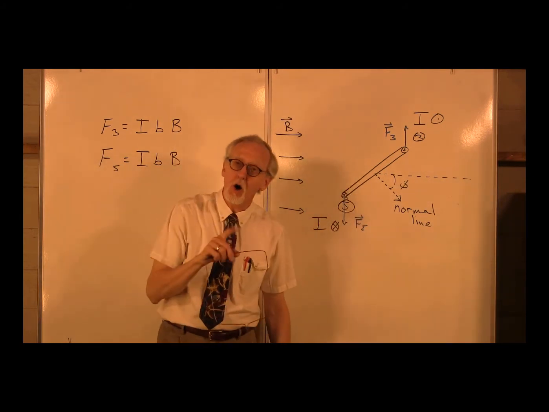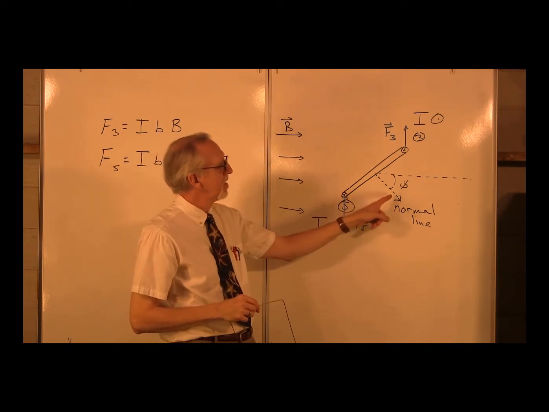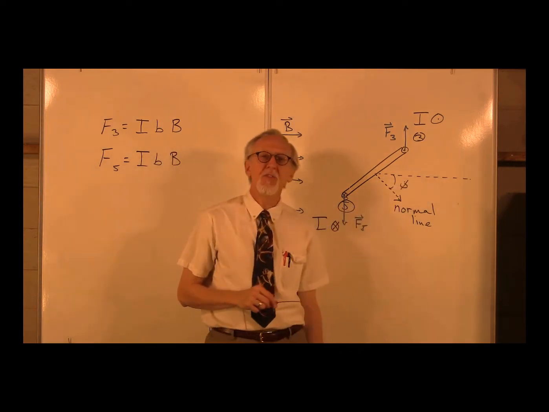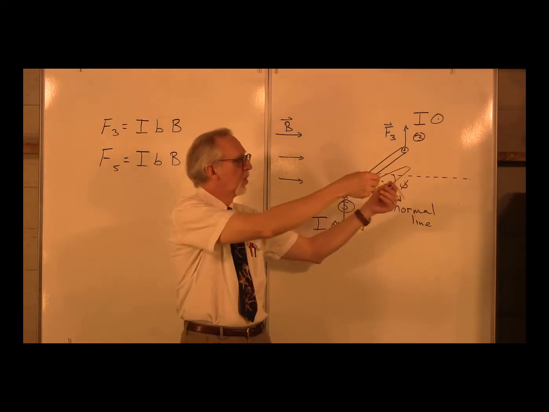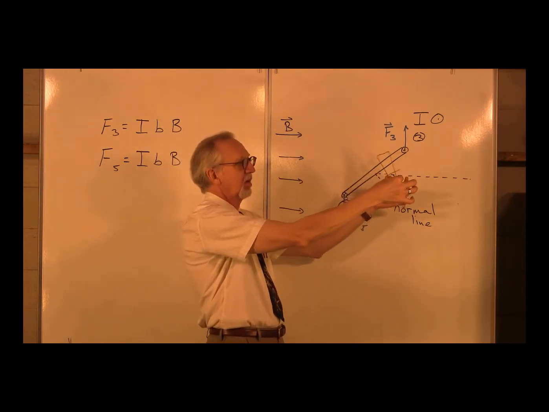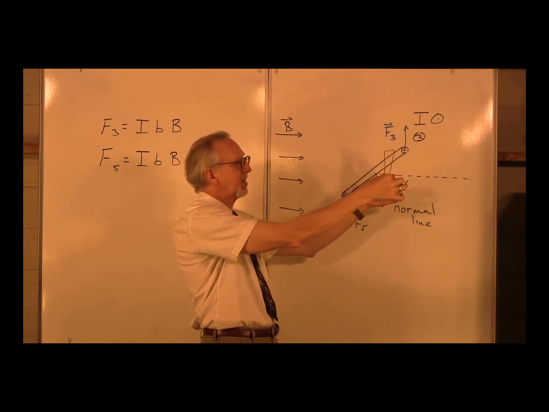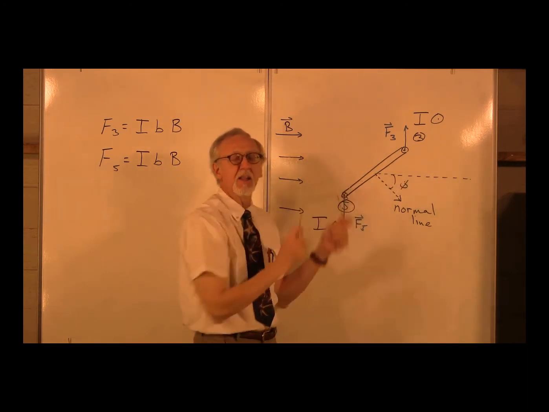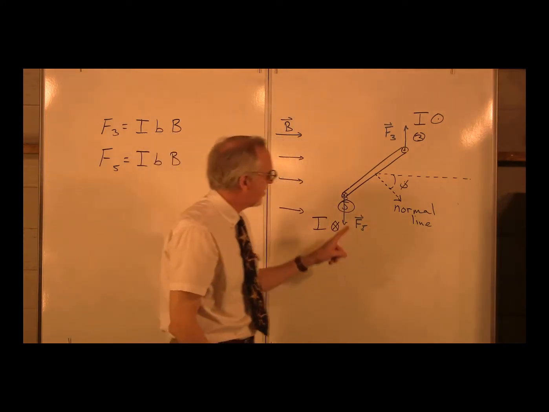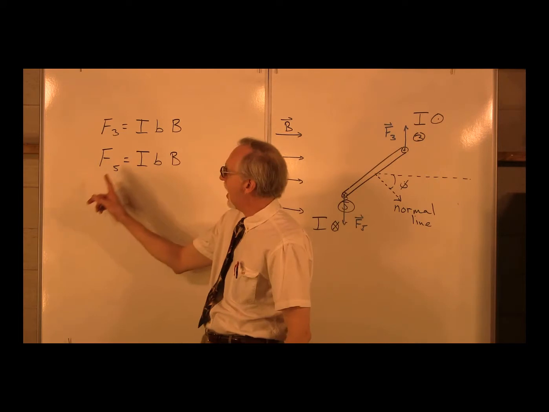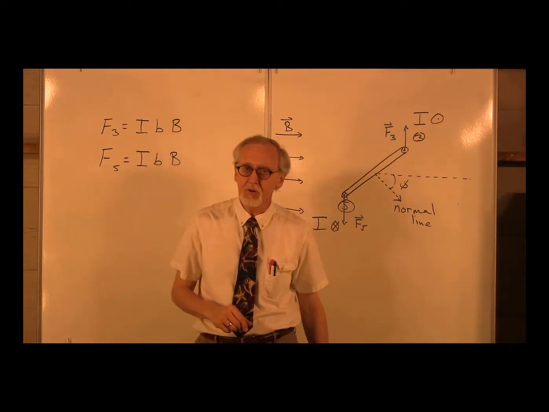The torque always tends to align the normal line with the magnetic field. If we were to just release this and allow it to rotate, it would oscillate back and forth like that, always tending to bring that normal line back in line with the magnetic field. Excellent. We notice that the forces, equal and opposite, would cancel out.